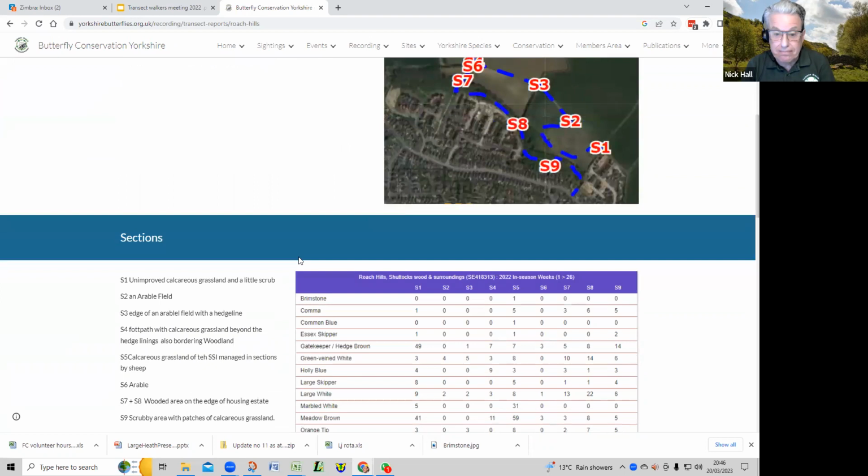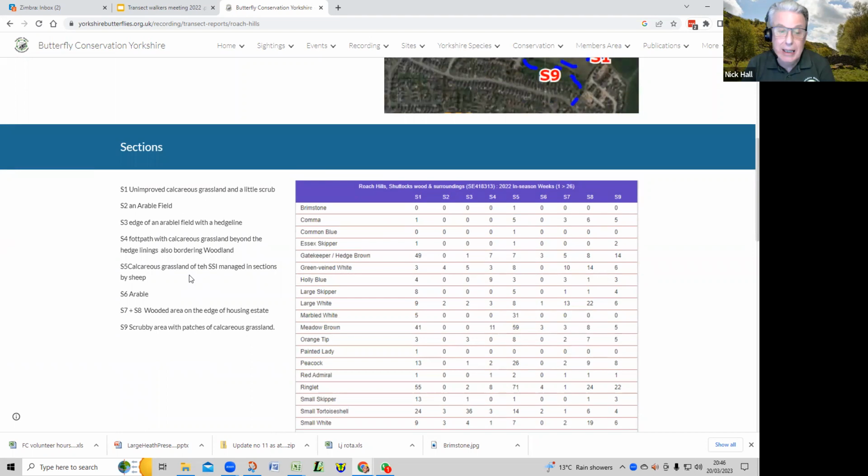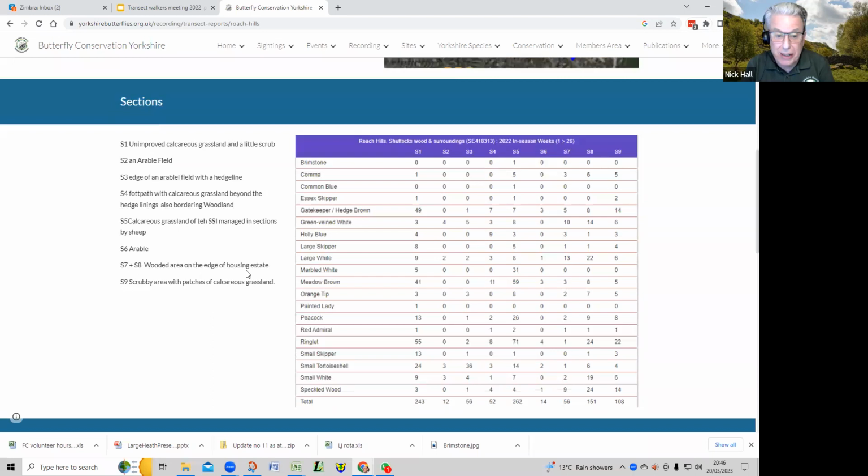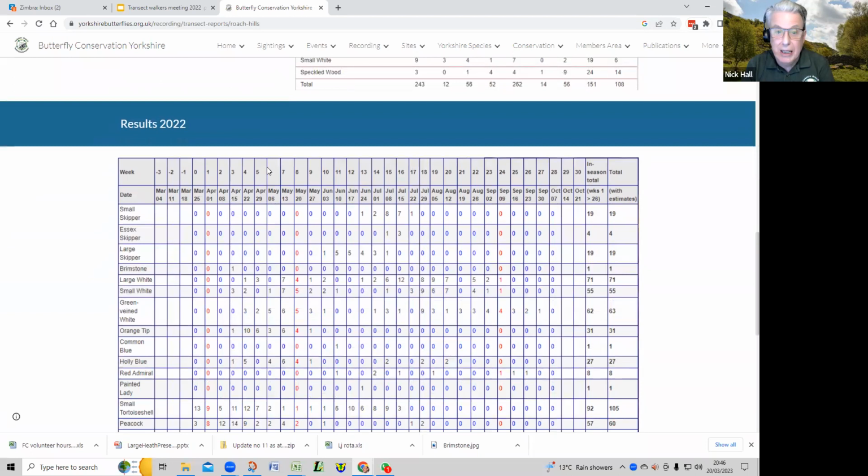It has all kinds of species. It's on the limestone ridge, at Kippax, and shares all the species you would expect with the limestone ridge, including the marble white and a few dark green fritillaries coming floating through. And the results, an interesting one.